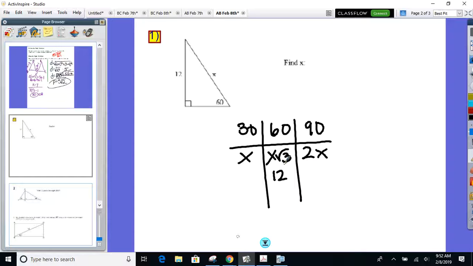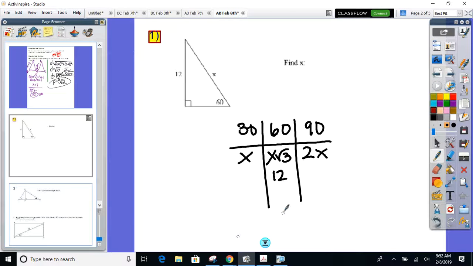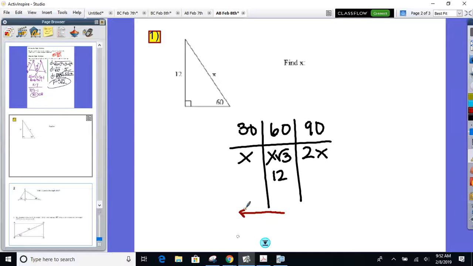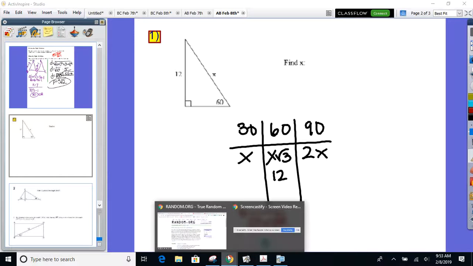It's not multiplied by 2 because that's that side. But can you get me the side across from 30 so I can multiply it by 2? Anytime you go to the left in your chart, I don't want to multiply. What do I want to do if I want to go to the left? I want to divide. So what should I be dividing 12 by to get to this side across from 30?